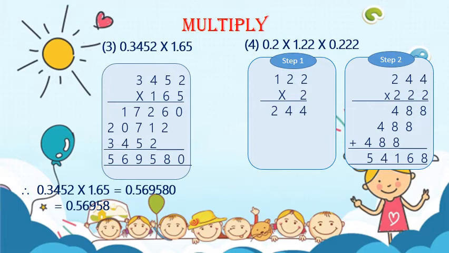So what we are going to do is we will place 1 zero before 5 and then we will place the decimal point. So our product will be 0.054168. Now we can see that in the product we have 6 decimal places, right? So this is our final product.